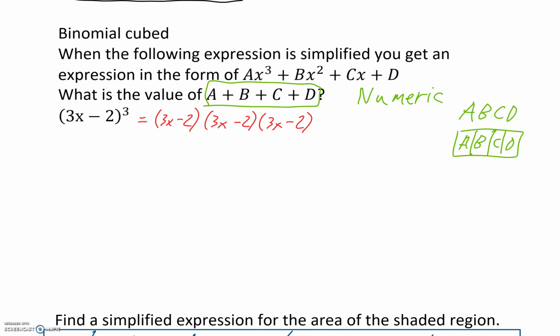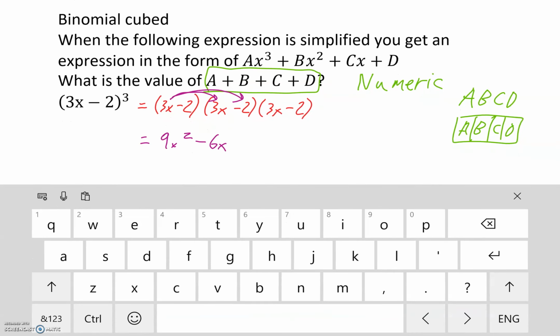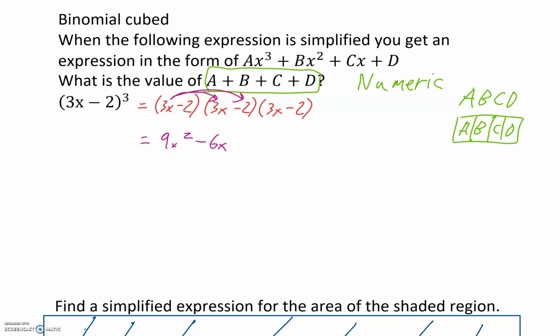So the first one is, I'm going to do this in purple. Okay, so we're going to have 9x squared minus 6x. Sorry about that. Then we're going to have negative 6x plus 4. Okay, and this whole thing is in brackets. And then we're left with the same red part there on the end there.